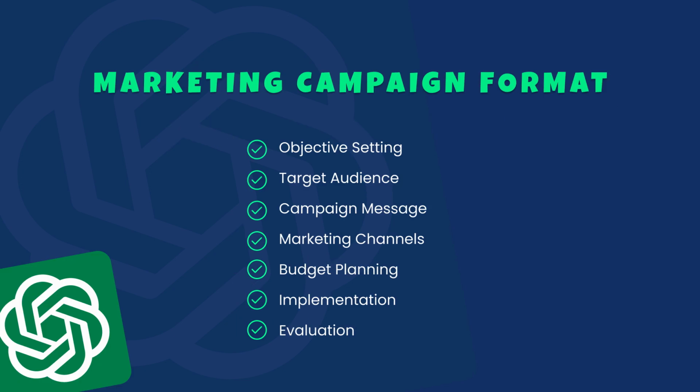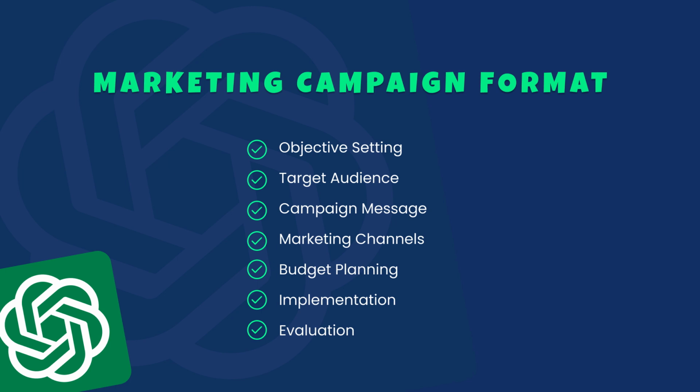The general format for a marketing campaign includes the following. Number one is objective setting. Clearly define the purpose of your campaign. Number two, target audience. Identify who your campaign is for. What are their interests, needs, and preferences? The more specific you are, the more effective your campaign will be.